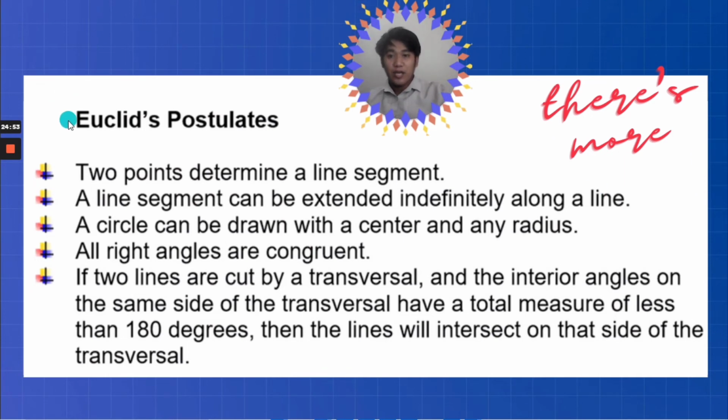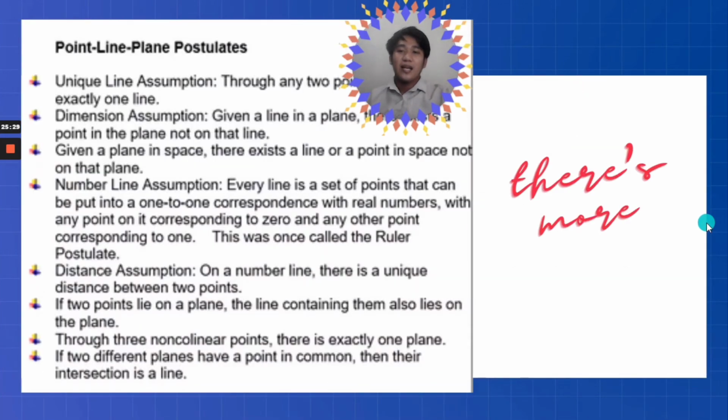The Euclid's postulates, we have: 2 points determine a line segment, part of what we discussed a while ago. A line segment can be extended indefinitely along a line. A circle can be drawn with a center and any radius. Okay? So this will be encountered in 10th grade, when you are in grade 10. All right angles are congruent. This is for grade 8. We will be discussing this also. If two lines are cut by a transversal, do you remember this from your 7th grade? I hope so. And then we also have the point line plane postulates.